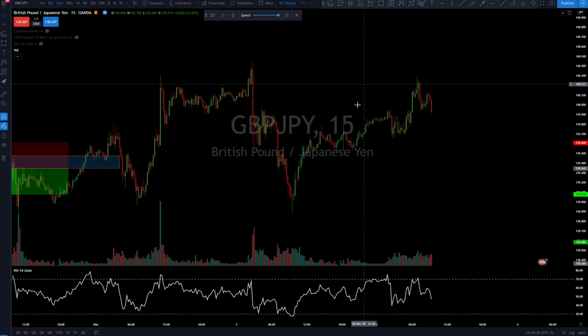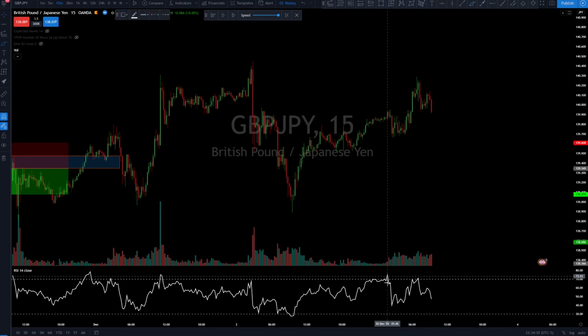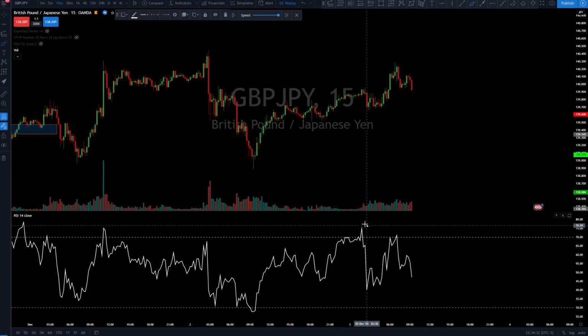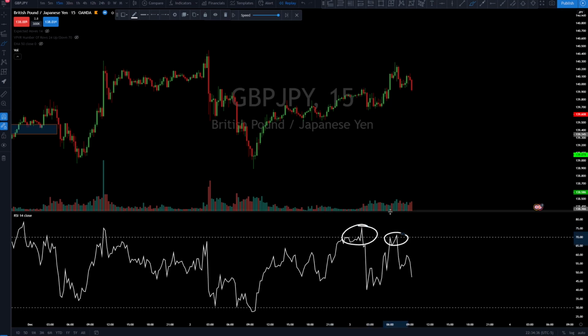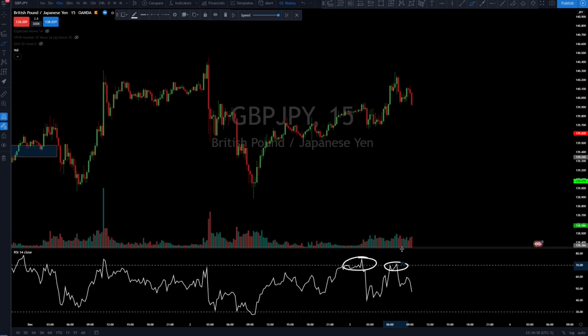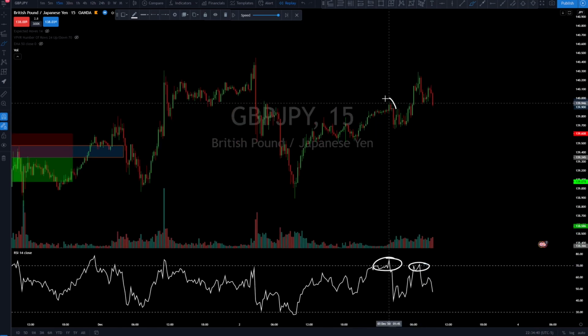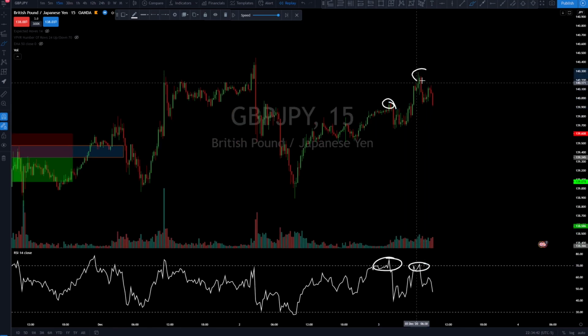Okay, so here we go. We have an example right here. Let's take a look at RSI first. We have a higher high, and then we have a lower high. Now let's match that up with price action up here. We have a high right in here, and then a high right in here.